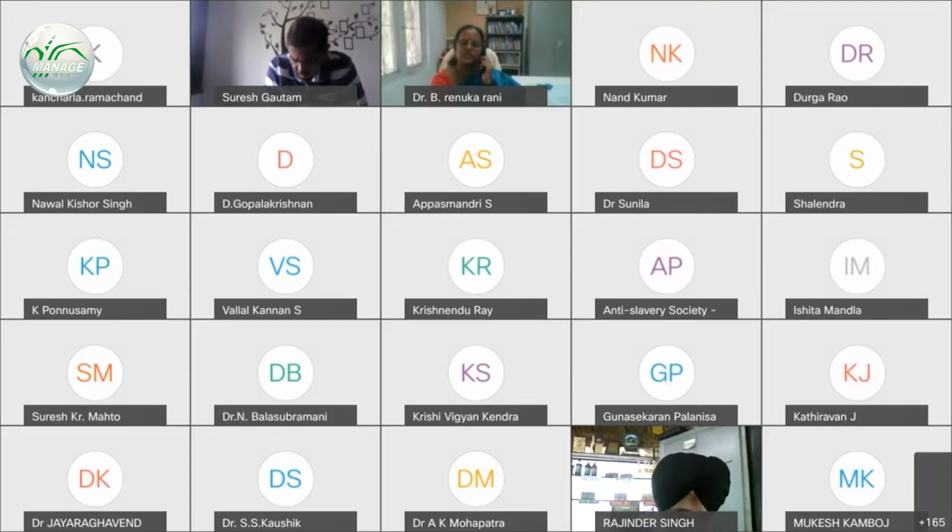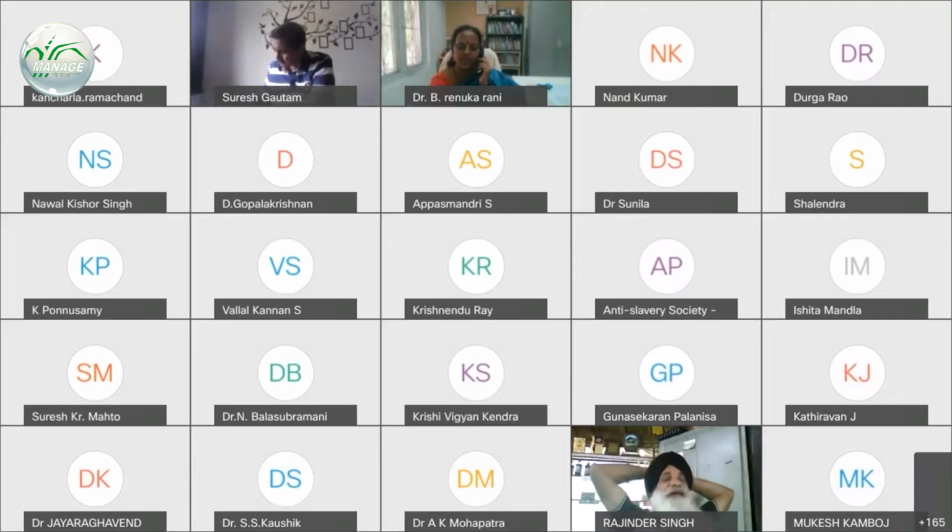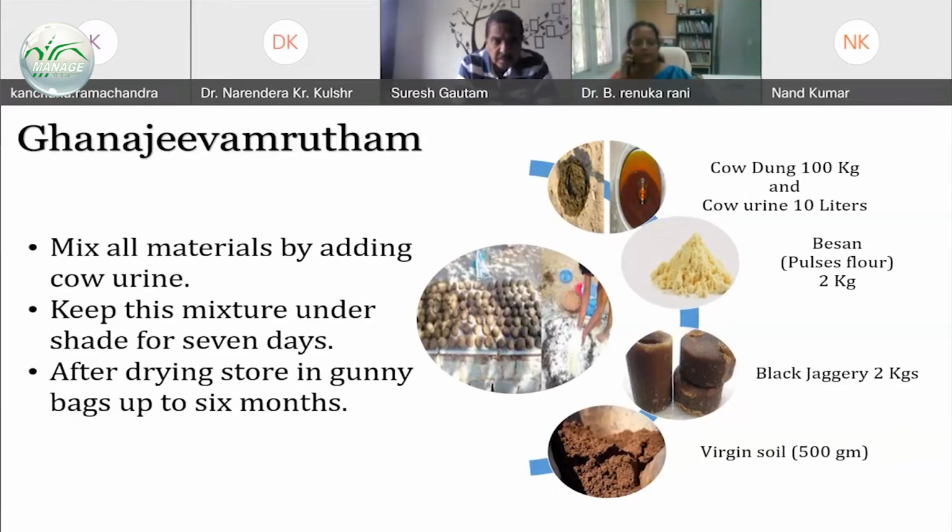It will work very well. This is an excellent bioinoculant as a seed treatment. Then the second bioinoculant is jiwamritam. This is liquid jiwamritam. Ghana jiwamritam means we can make it without using water, make it in lumps, and we can store it for 2 or 3 months or even up to 6 months without any decline of microbial activity.